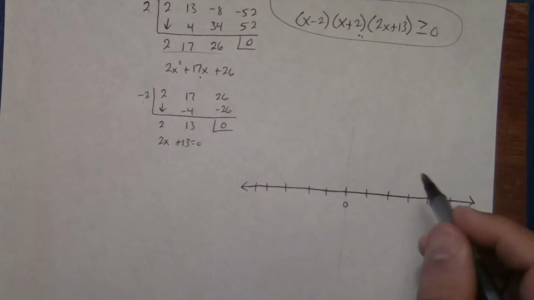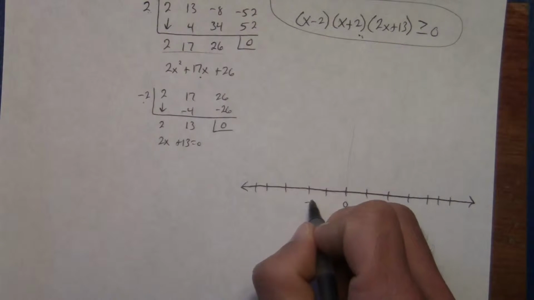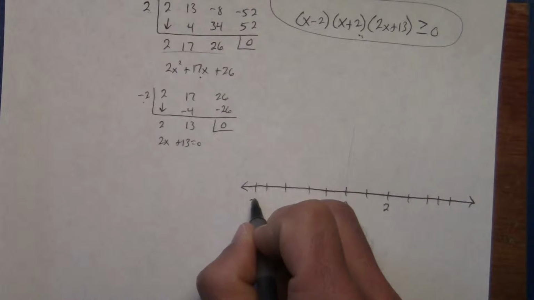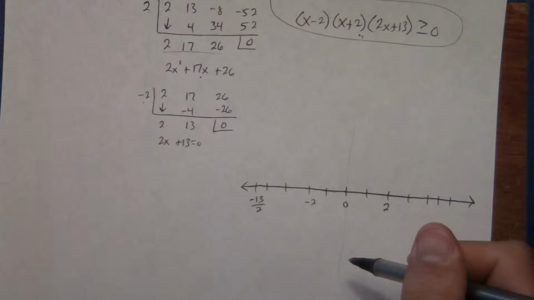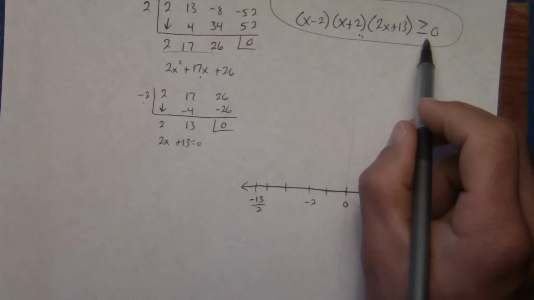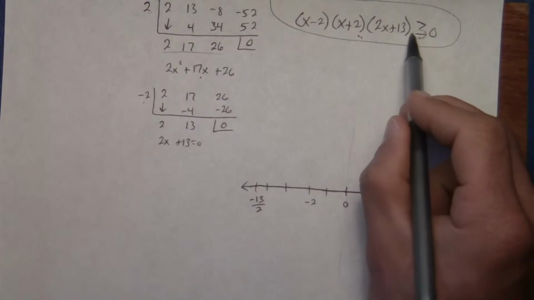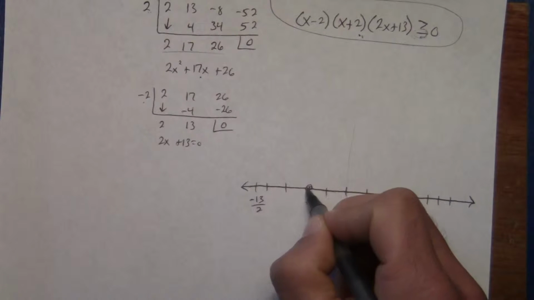We know what a number line looks like. I'm just going to say, okay, here is 2, here is negative 2, and then here is negative 13 halves. And you don't even have to put any of the tick marks on there. Alright, I've got the x-intercepts. I'm going to go ahead and look back at the inequality. Notice that it's equal to, which means I should include this on my number line, all of these points.